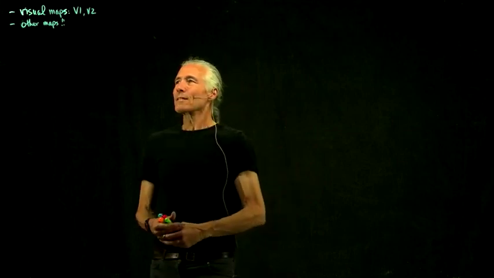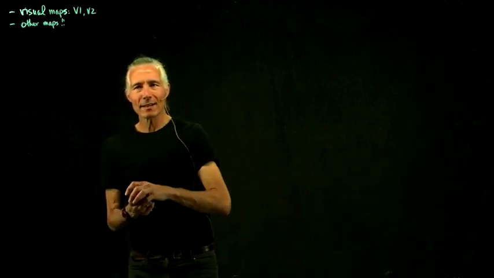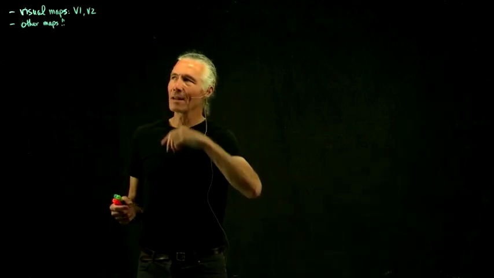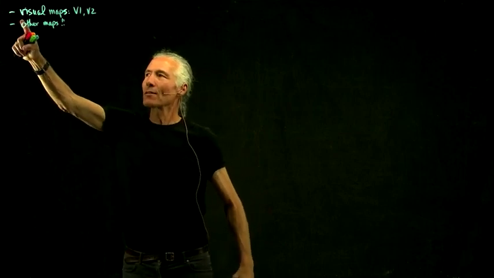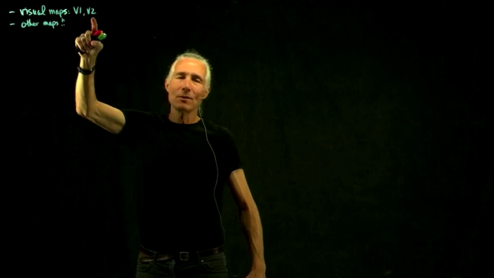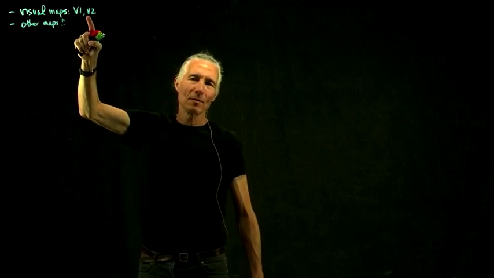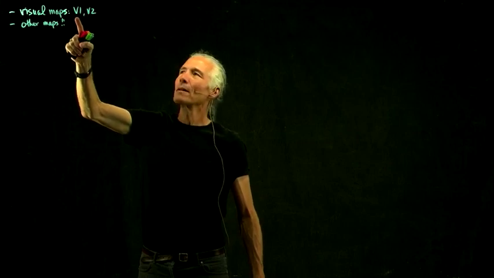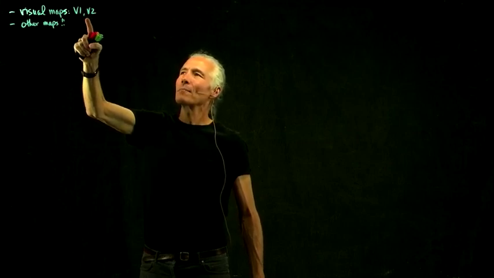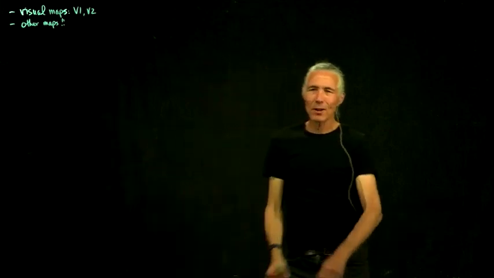So what we're going to talk about today is going from the geniculate up to the cortex. And I'll break it into two chunks. So the first chunk is, let's look at the visual maps that go to V1 and V2 because those are different. V2 is almost a more typical visual map in the brain, but it's strangely different than V1. And then I'll talk about all the other maps.